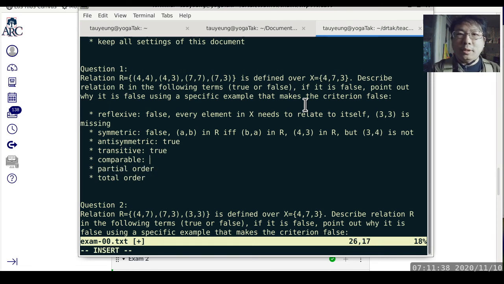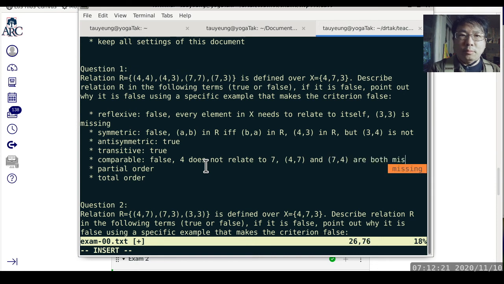So now we have to ask whether it is comparable. Comparable means every element has to relate to every other element in a particular way. So we can see how 4 relates 4 to itself, 3 relates 4 to 3, but there's nothing here to relate 4 to 7. So now we can say it is false. And the explanation is 4 does not relate to 7, meaning 4, 7 and 7, 4 are both missing. That is the reason why it is not comparable.